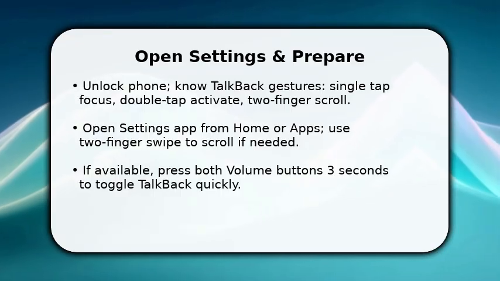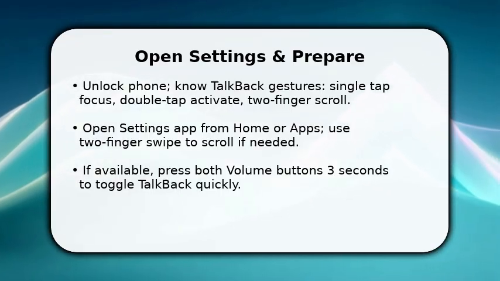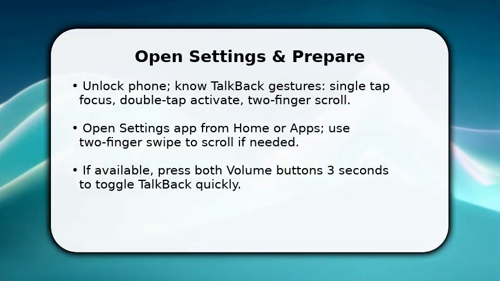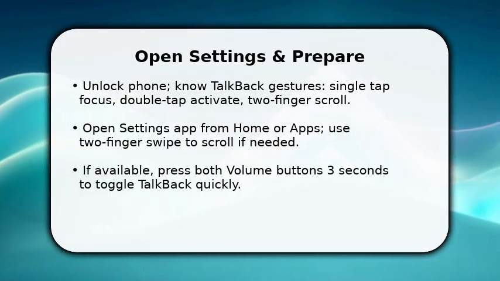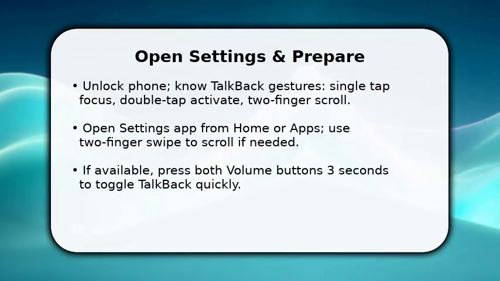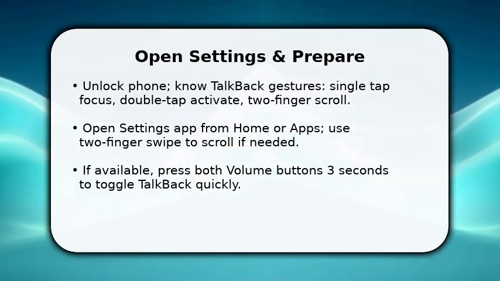If scrolling is slow, use a two-finger swipe to move pages. If your Moto G Pure supports the accessibility shortcut, press and hold both volume buttons for about 3 seconds to attempt a faster Talkback toggle. Otherwise, stay in Settings and follow the next steps.